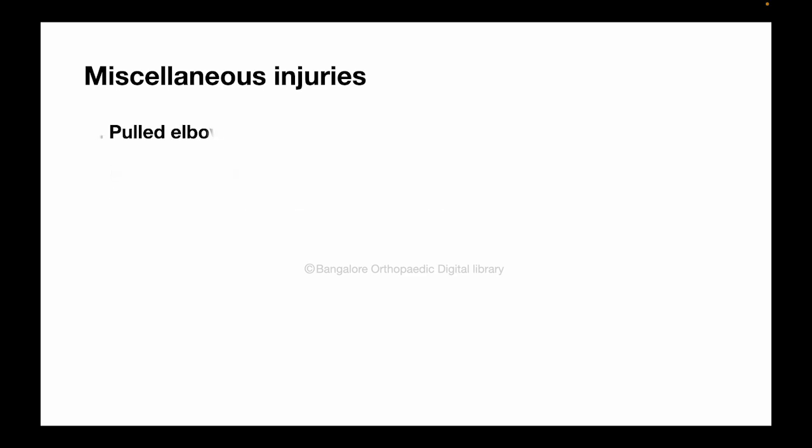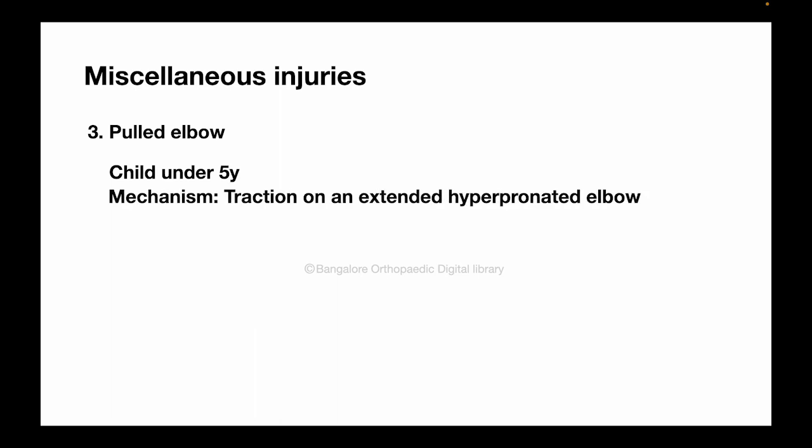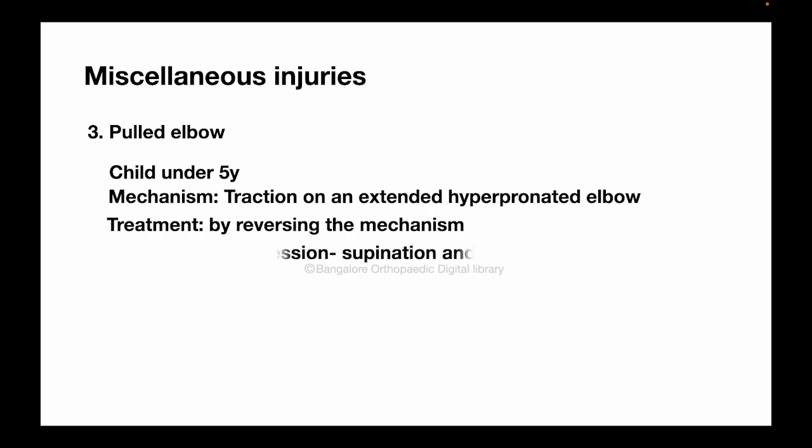A pulled elbow occurs in a child under 5 years when excessive longitudinal traction is applied on an extended elbow with pronated forearm. The radial head slips out of the annular ligament. It is an innocent problem, and it can be treated in the outpatient department by simply reversing the mechanism of injury, that is, by compression, supination, and flexion.